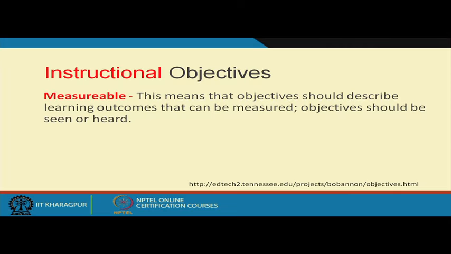The third component is measurable. This means that the objective should describe a learning outcome that can be measured. Verbs like feel or appreciate are vague. Understand is also a vague concept. Why? You may understand, I may not. You may feel, I may not. So it should be measurable. Feeling is not a measurable thing.